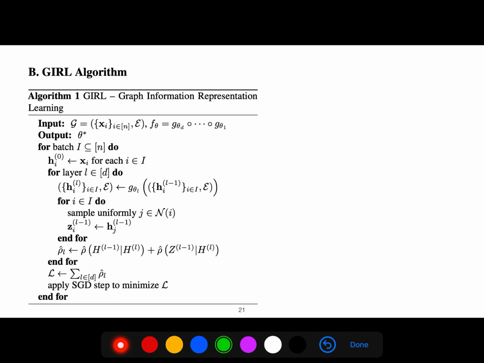So this is the GIRL algorithm. The trick is here that we want to minimize this loss. And we just apply stochastic gradient descent to this important loss.